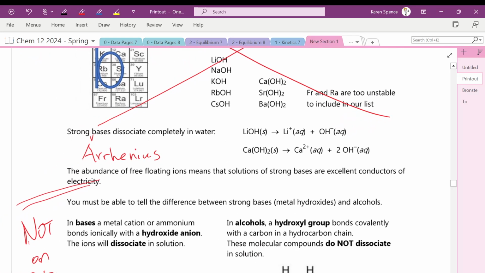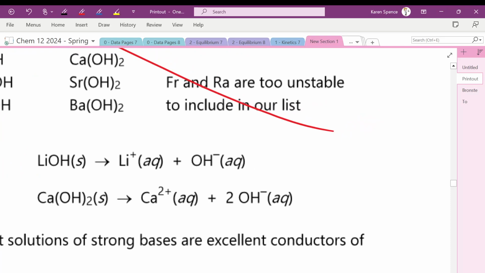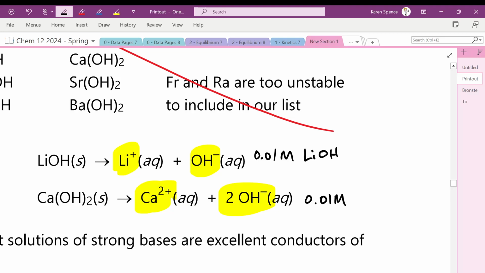But I do have one more question for you. If you were to take a look at lithium hydroxide and calcium hydroxide, and let's say you had 0.01 molar LiOH, and you had 0.01 molar Ca(OH)2, which of those would conduct better?